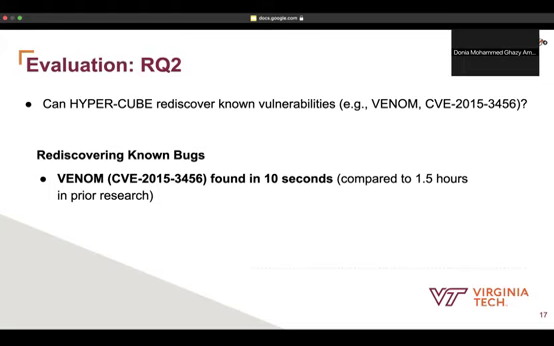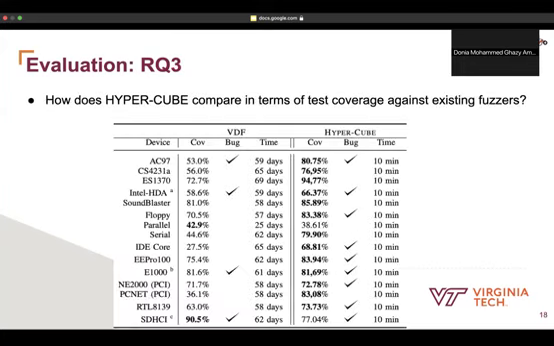It was able to rediscover known vulnerabilities in even less time. So the third question is, how does Hypercube compare in terms of test coverage against existing fuzzers? In order to answer this question, they compared it to VDF, which is basically the state of the art, as I explained to you in previous slides.